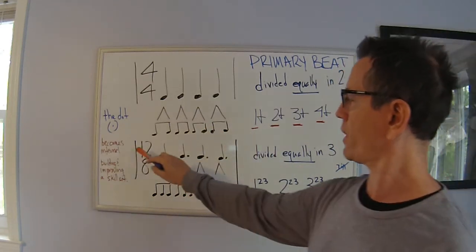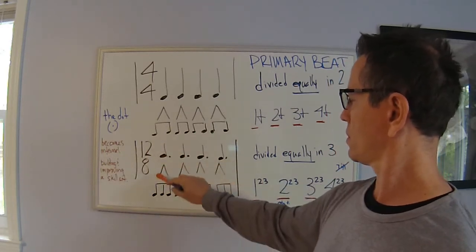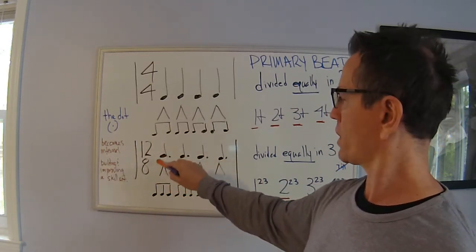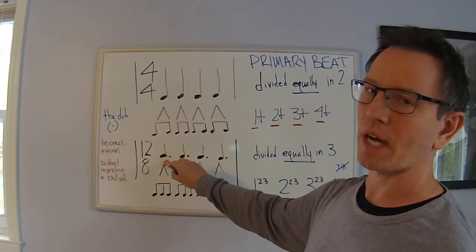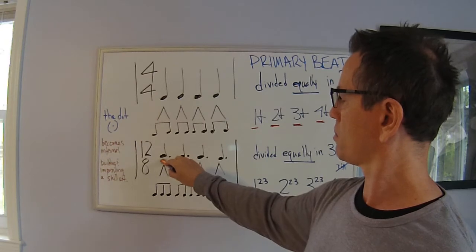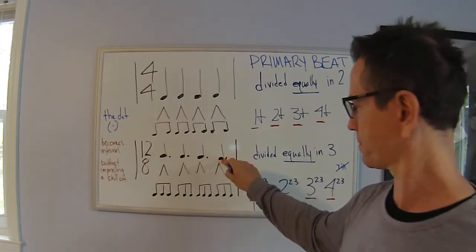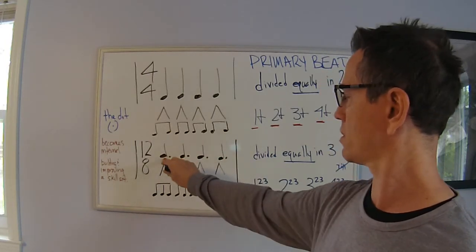When we talk about 12/8, we have twelve eighth notes per measure. What gets the primary beat is the dotted quarter note. So here we have a quarter note, here we have a dotted quarter note. But notice there are 4 of them. So we have 4 primary beats in 12/8. Dotted quarter gets the beat.